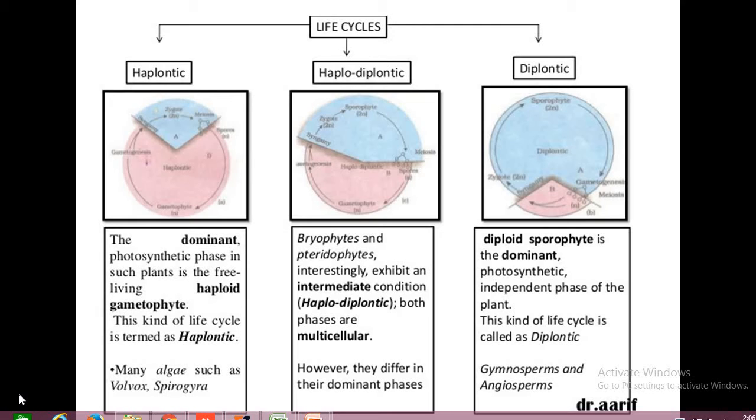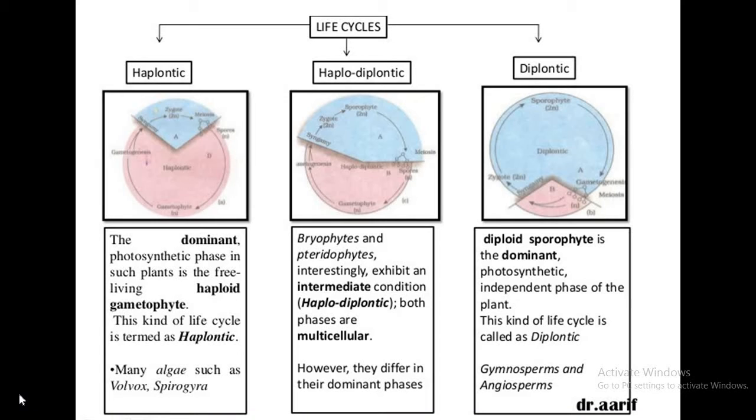Now children, this is the last topic of this chapter. Here, you are supposed to know the different types of life cycle patterns that are present in angiosperms. If you see the screen, children, you can come to know there are three types of life patterns. What are the three types of life patterns?